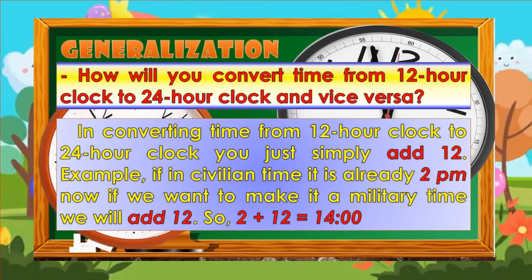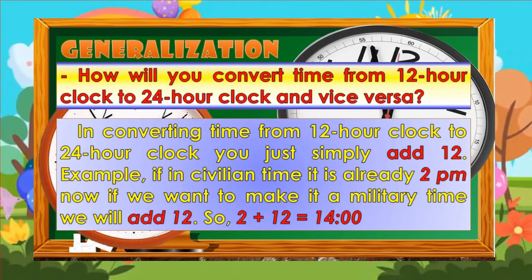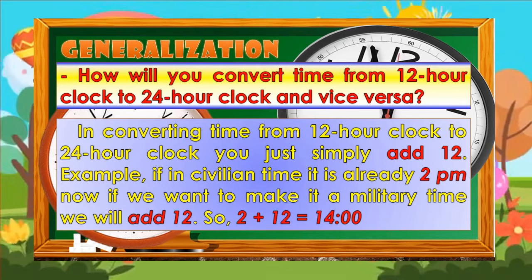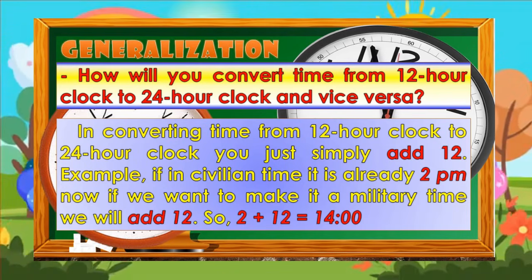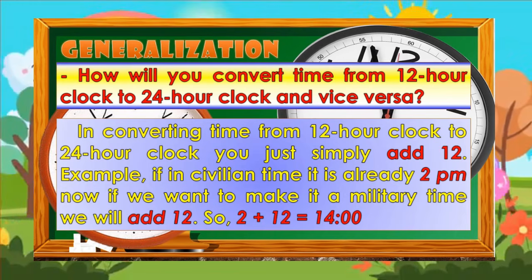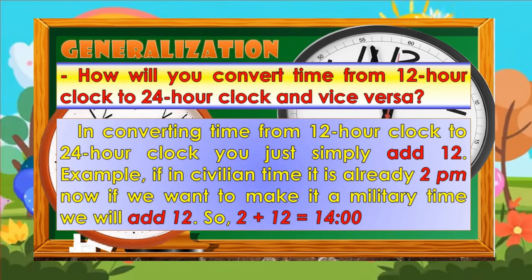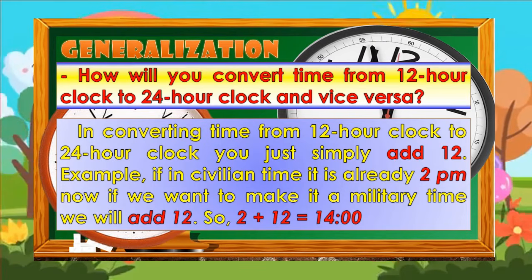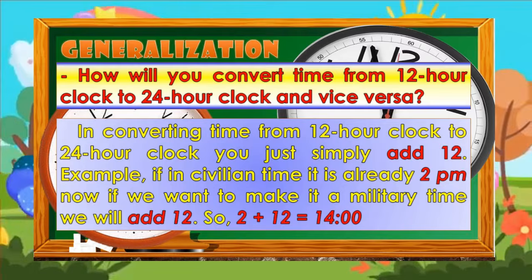Example, if in civilian time, it is already 2 p.m., now if you want to make it a military time, we will add 12. So 2 plus 12 is equal to 14. Since we are going to look for 24-hour time, we will read it as 1400 hours.